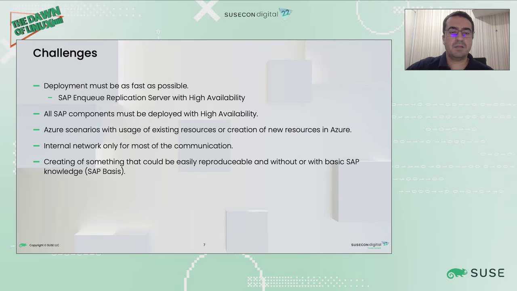Some of the challenges that we have faced. First of all, when we discussed this scenario with the customer, they wanted to do this as fast as possible. The deployment that we presented here is about the deployment of SAP Enqueue replication server with high availability. But we also understand that all other components of SAP must also be deployed in high availability or some kind of load balancing. So we have tried this approach also for SAP HANA, also for Web Dispatcher, and for the SAP application server that we show here.